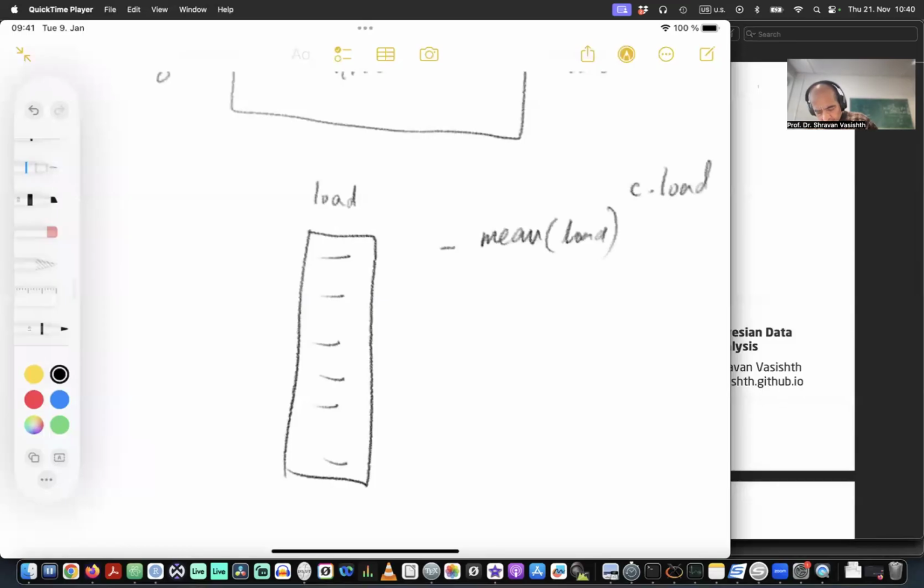The centered load column will have the property that if the value is 0 in the centered load, that means that this number and the mean load are the same. That means that 0 has the meaning that that's the average load. A positive value in the centered load column will mean that the load is higher than the average value, and negative values, something lower than 0, would tell us that the load value is lower than the average.